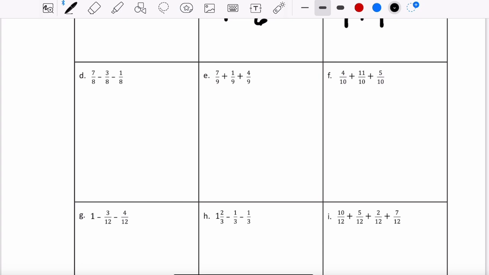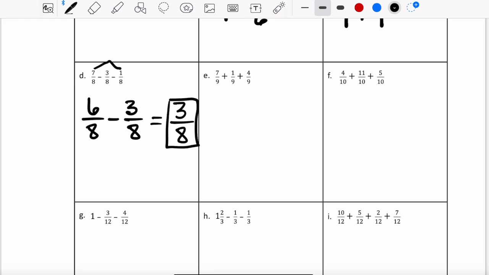We have 7/8 minus 3/8 minus 1/8. So, if we were to combine 7/8 and 1/8, then we get 6/8. And if we subtract 3/8, 6 minus 3 is 3, so we would have 3/8.